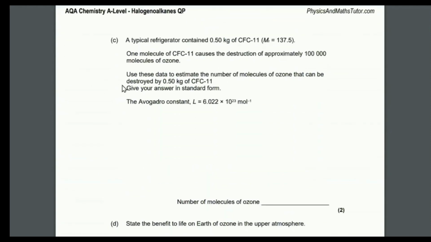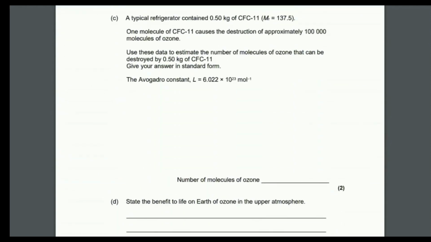So let's move on to the next question. A typical refrigerator contains 0.50 kilograms of CFC11 with an MR of 137.5. One molecule of CFC11 causes the destruction of approximately 100,000 molecules of ozone. Notice what I'm doing here is I'm highlighting the units that you come across in these questions. Whenever there's going to be a calculation, you need to work out what equation you want to use. And we've got mass, we've got MR. So I'm pretty sure we're going to be doing mass over MR times moles at some point.